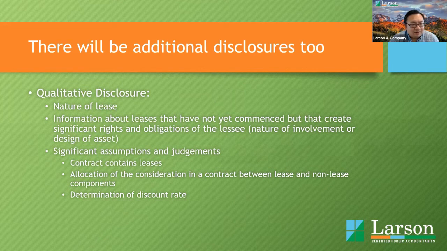And then any significant assumptions that were used. So for example, for the present value of future payments, you have to disclose the discount rate related to that, the method of how you allocated consideration between lease and non-lease components, and any contracts that may contain embedded leases and how you determined that will also need to be disclosed qualitatively in the financials.